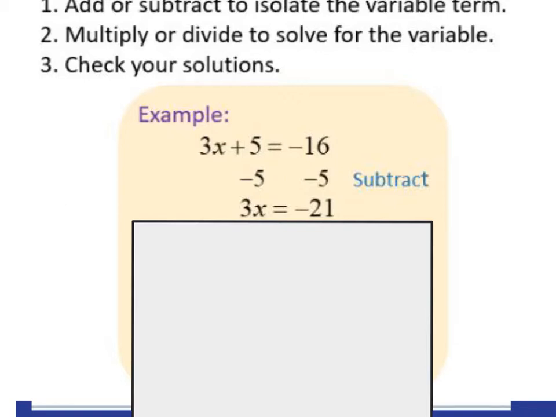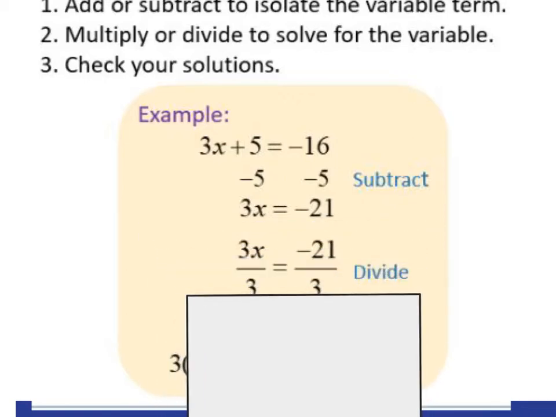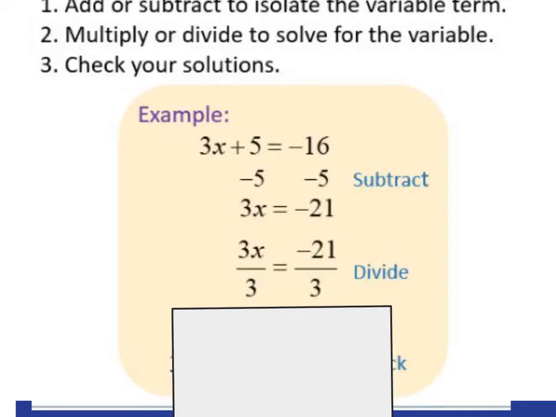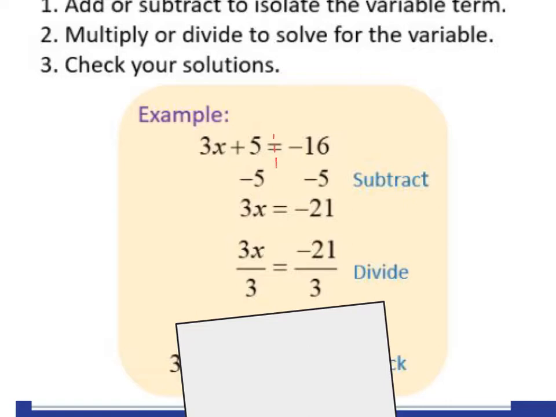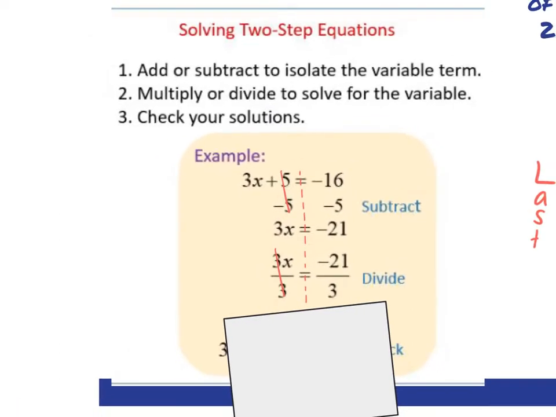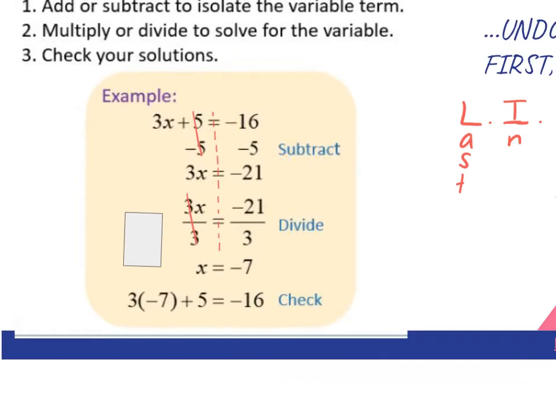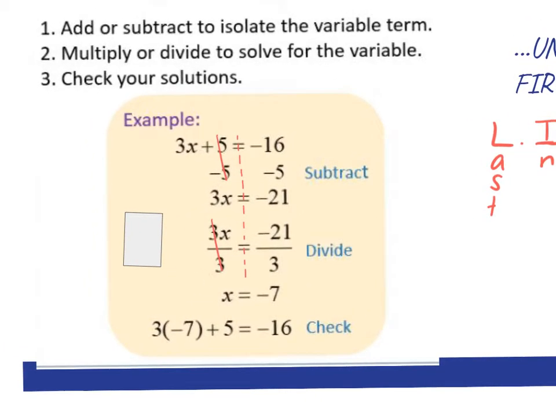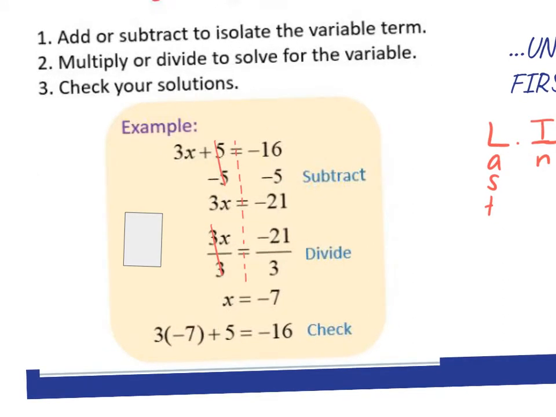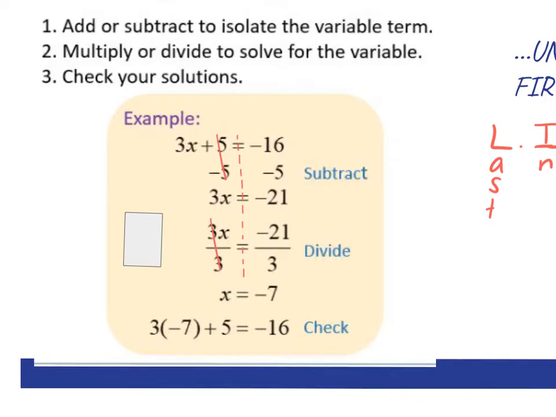Undo multiplication with division. We divide both sides by 3. I could easily put that little line down the middle, which I like to use to show that what I did to one side I must do to the other. The division cancels those out, and I'm left with x equaling negative 7. Then you can plug it back in to check. Actually, it's always recommended to check. There's no harm in checking. When I plug in negative 7, 3 times negative 7 is negative 21, plus 5 is negative 16.